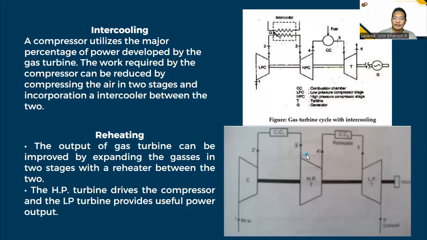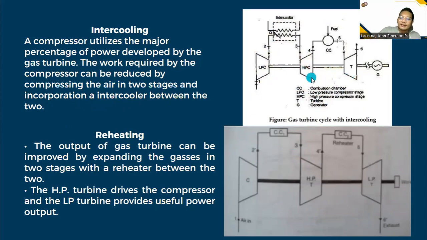So first is intercooling. Ano nga bang intercooling? Compressor utilizes the major percentage of power developed by the gas turbine. The work required by the compressor can be reduced by compressing the air in two stages and incorporating an intercooler between the two. So ito yung LPC, low pressure compressor stage. Tapos sabi nga dito, in between the two ay ito yung intercooler natin. Tapos nito ay high pressure compressor stage papunta sa ating turbine.